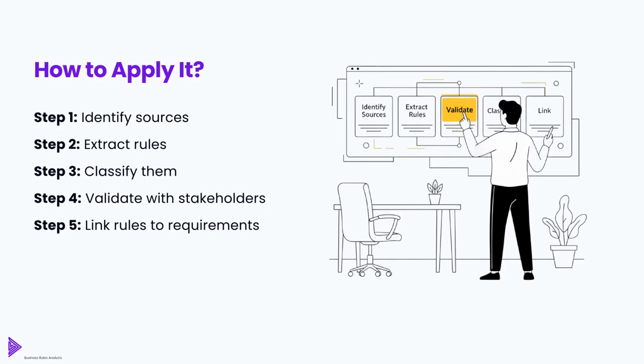How do you apply this technique? First, identify your sources: policies, procedures, legislation, or expert knowledge. Next, extract the rules by asking questions like, what must always happen? Or what is never allowed? Then classify those rules. Are they constraints, permissions, calculations, or triggers? Validate the rules with stakeholders to ensure they reflect reality. Finally, link the rules to requirements so teams know exactly how the solution must behave. This structured process ensures no rule is overlooked.